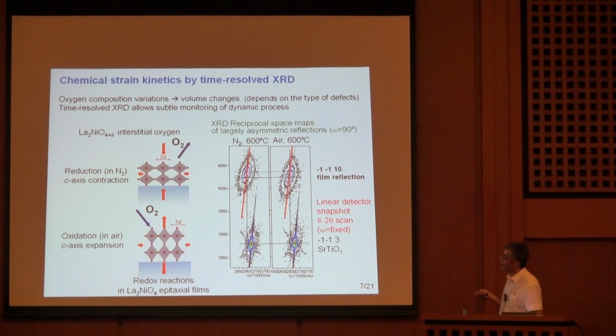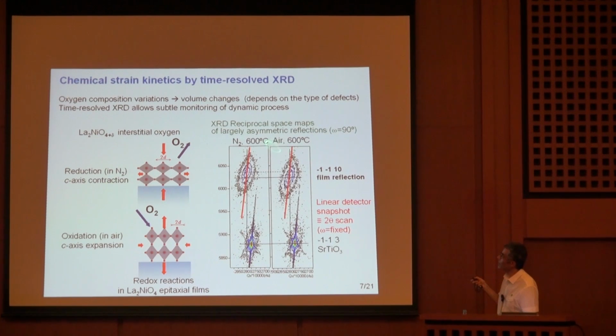These reflections give you a very accurate measurement of the cell parameters of the substrate. And you have other spots that give you information about the film. This is the film C-axis parameter. So if the film changes the C-axis parameter, this spot moves along the vertical direction in the reciprocal space too. For instance, under nitrogen atmosphere, the material has reduced, so the C-axis parameter has become small, and in the reciprocal space it's just the opposite, and it goes up.